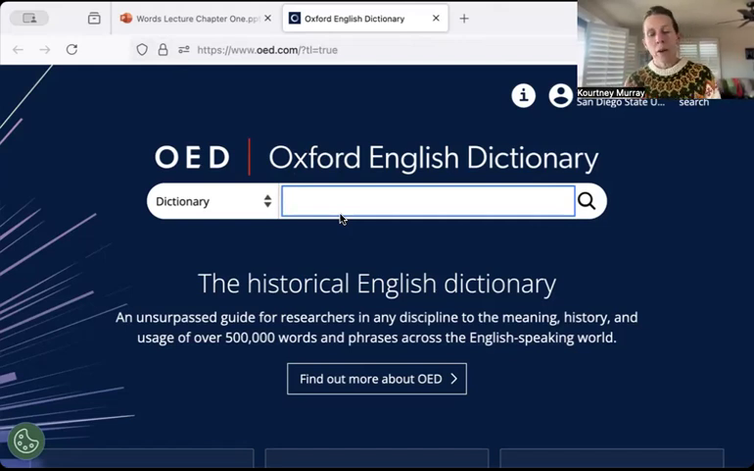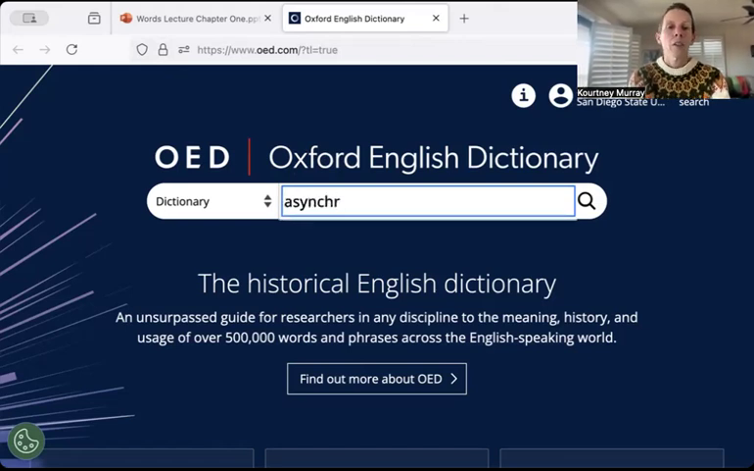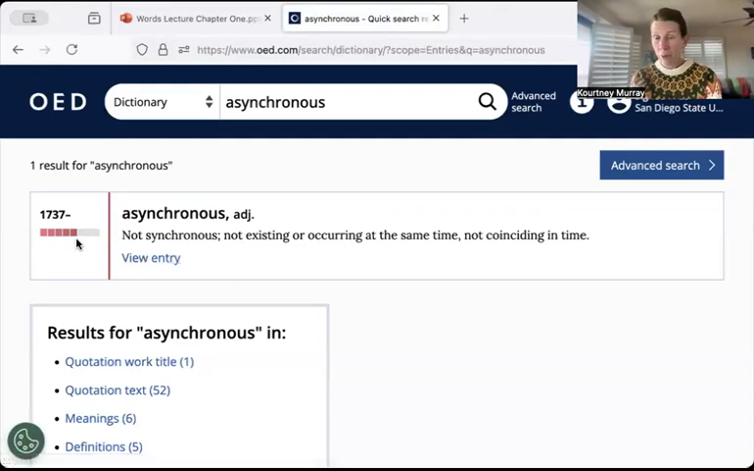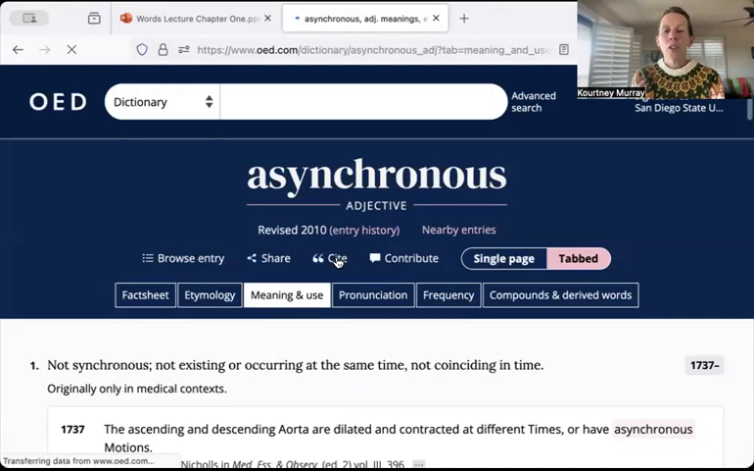There are tons of other ways to find words. So let's say you wanted to look up the word asynchronous. You can type it in here, and this is the dictionary entry that comes up. Nicely, right from the jump, it tells you the first time this word was ever used was in 1737. And you can click on the entry.